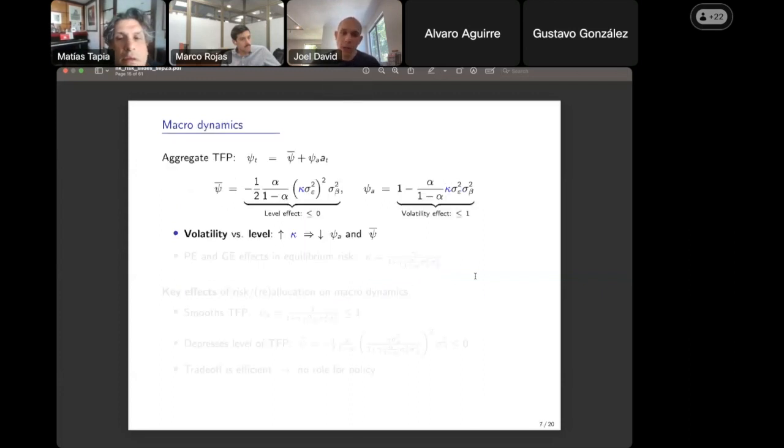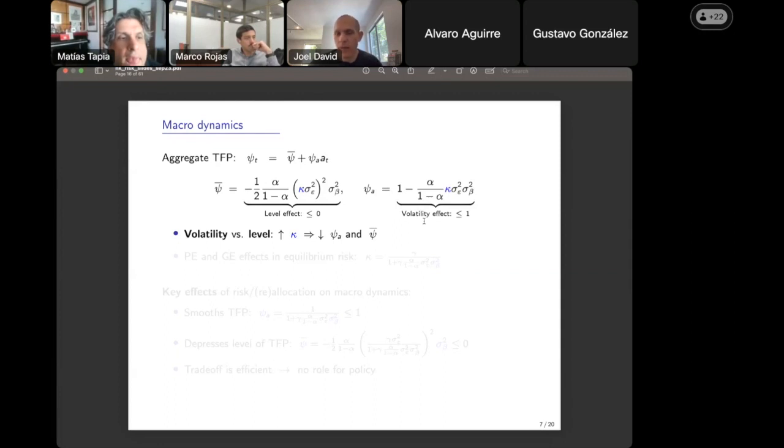Good. So with those expressions, I can turn back to the macro side. Remember, aggregate TFP is psi bar, which is one endogenous constant, plus psi A times A_t, where psi A is this endogenous loading on the exogenous shock. Okay. What I'm showing here is first the level effect. That's psi bar as a function of kappa. What we can see is that this term is always negative, and it means that with more risk, I showed you in the last slide, I get more dispersion in marginal products of capital, the level of TFP is going to fall.